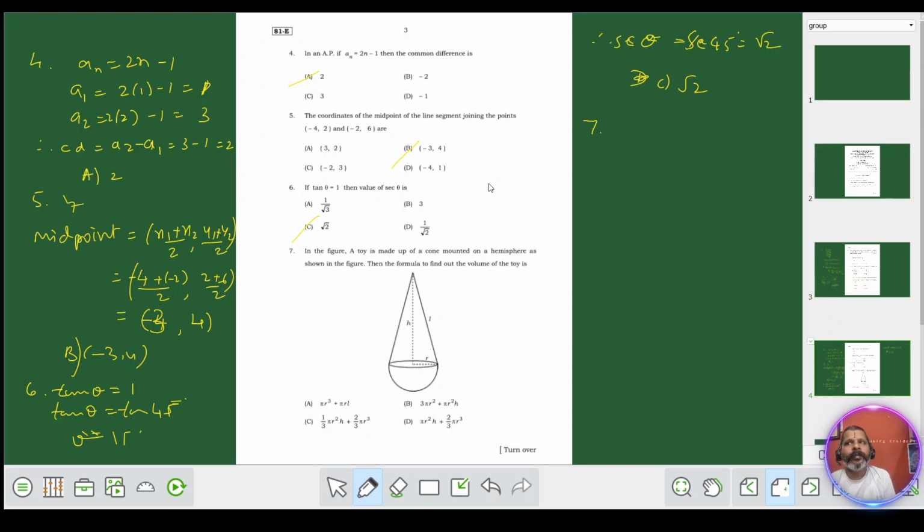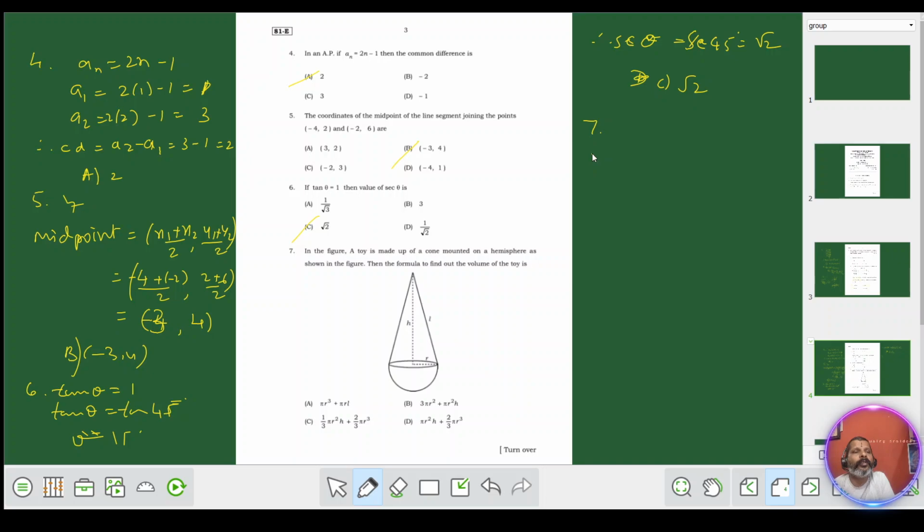Seventh one. In the figure, a toy is made up of a cone mounted on a hemisphere as shown in the figure. Find the formula for the volume of the toy. When a complex solid is given, you split that solid according to the shapes and apply the formulas. That will be your aggregated formula for the solid. So here, the formula is formula of cone plus formula of hemisphere.